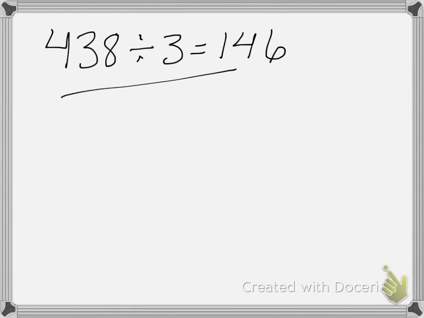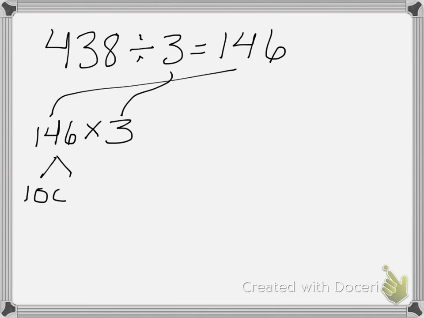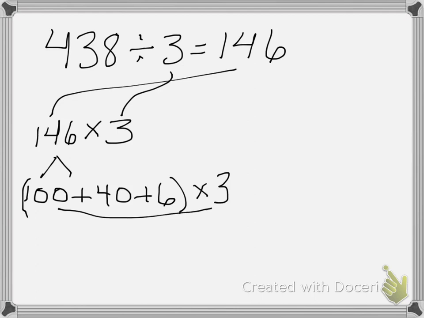So I take my quotient, 146, times my divisor. I'm going to use my multiplication strategy of breaking apart and then using the distributive property. 146 is 100 plus 40 plus 6. I need to multiply all of that by 3. So I'm going to do 3 times 100, 3 times 40, and 3 times 6.